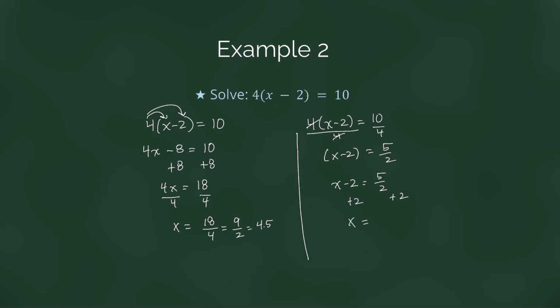Now, of course, we're in a position where we have to remember to rewrite 2 so that it has a denominator of 2, and we get that x is equal to 9/2, or 4.5. We got the same answer both ways. Let's check our answer. And again, we're going to do that by replacing the x inside of the parentheses with 4.5. So we have 4 times 4.5 minus 2 on the left. That's 4 times 2.5, which is in fact 10, and our solution works.